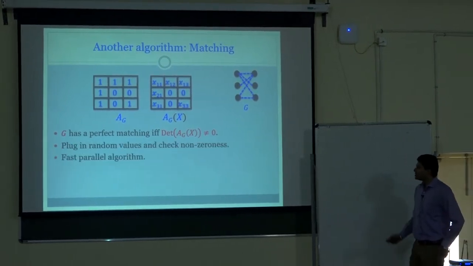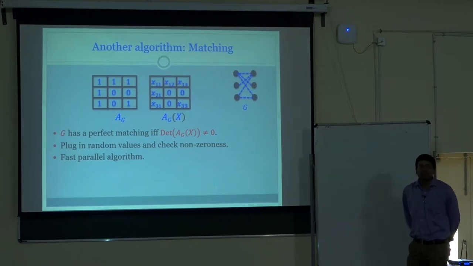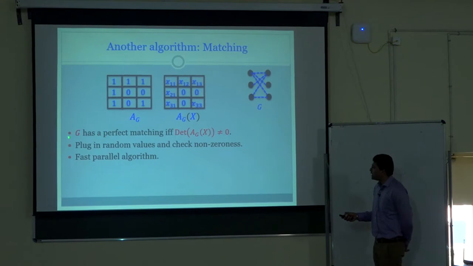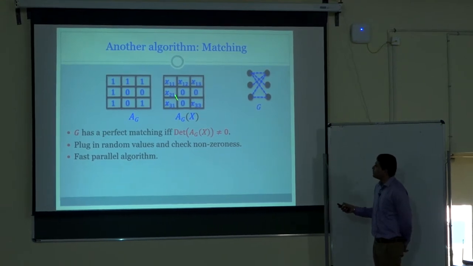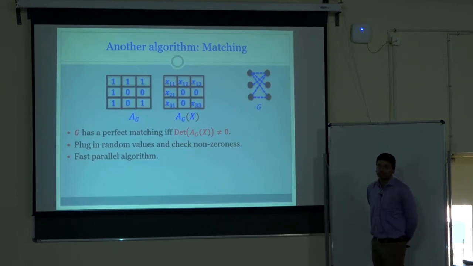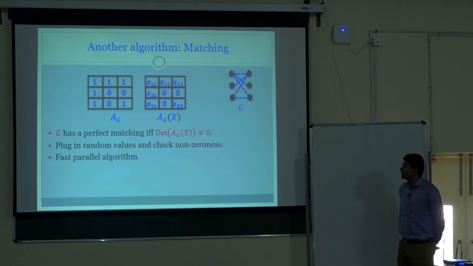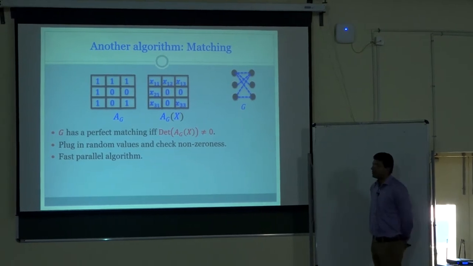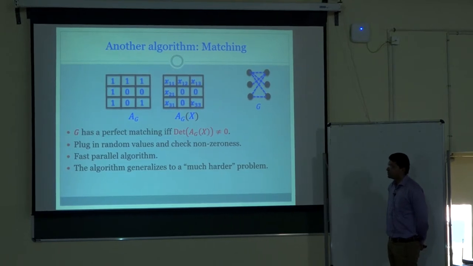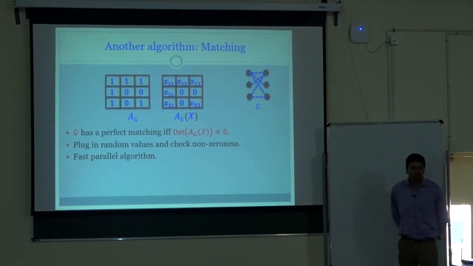So based on this, there's a simple randomized algorithm for testing whether the graph has a perfect matching. You just plug in random values for the formal variables in this matrix, and then you compute the determinant and check if it is zero. So this gives a randomized algorithm for testing whether the graph has a perfect matching. And in fact, this is something that can be implemented in parallel. And so that is the algorithm.